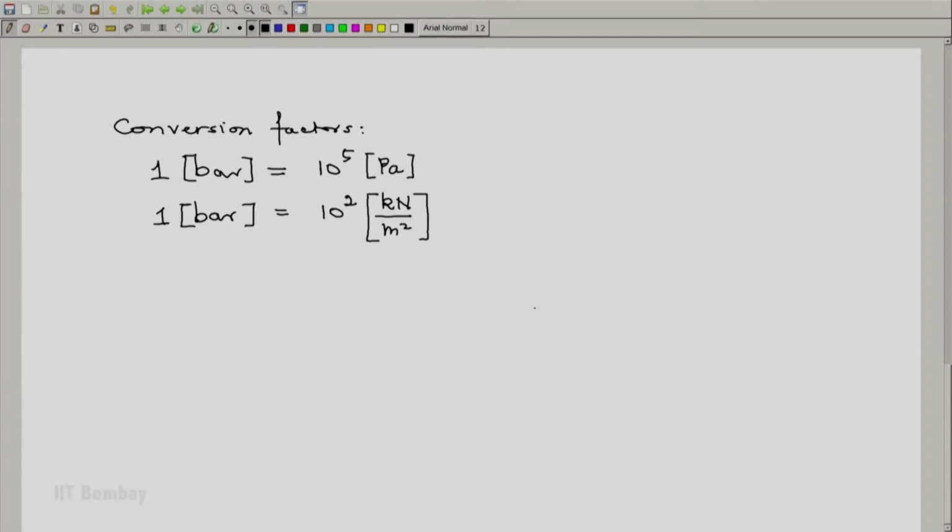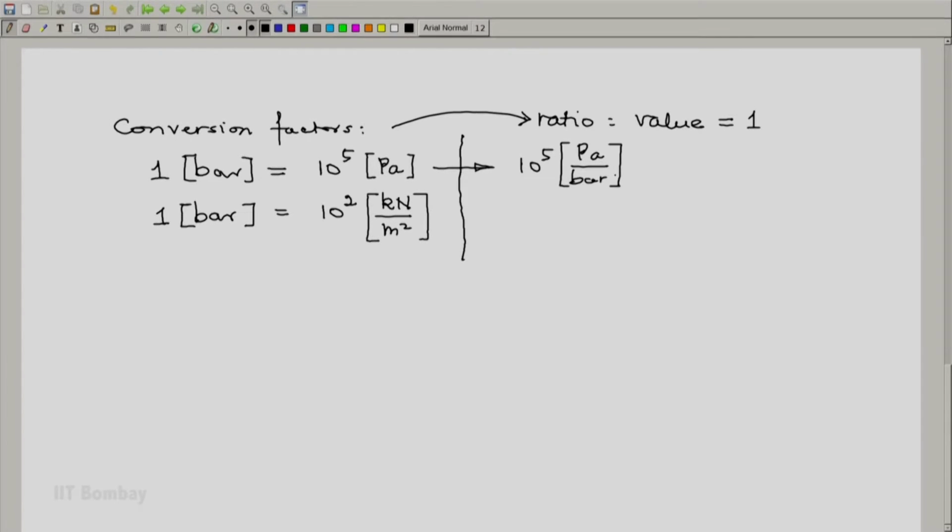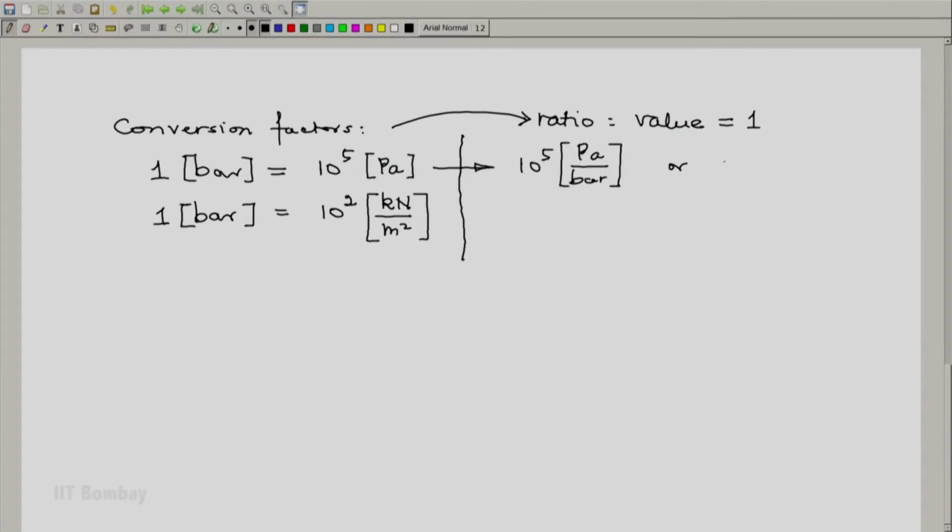However, this may sometimes lead to confusion. So what we do is we convert these conversion factors into a ratio whose value is 1. Value is 1, it does not have any dimensions, but it will have units. For example, this conversion factor will be converted to 10 raised to 5 Pascal per bar. What is its value? 1. What are its units? Pascal per bar. What is its dimension? It is dimensionless.